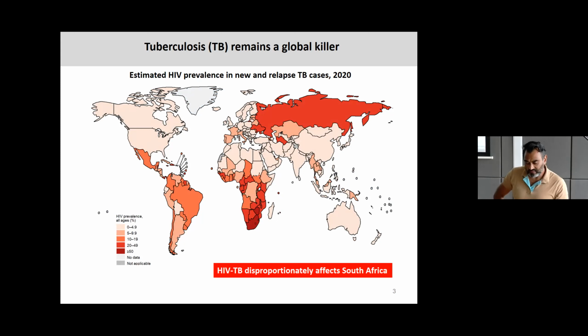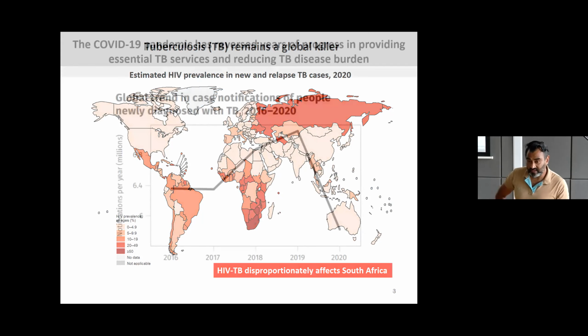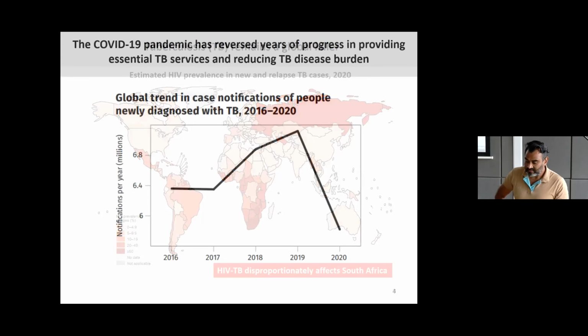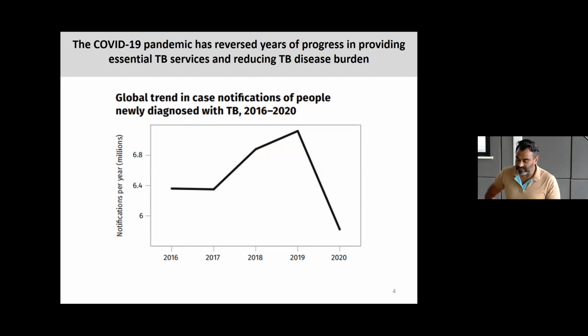And when we think of COVID, actually COVID has had a very dramatic negative effect on tuberculosis. This is the trend in case notification. What you're seeing on the two axes is the number of cases we find, in millions, over time. As we improved diagnostics between 2016 and 2019, we started finding more people. And then between 2019 and 2020, that plummeted quite substantively.